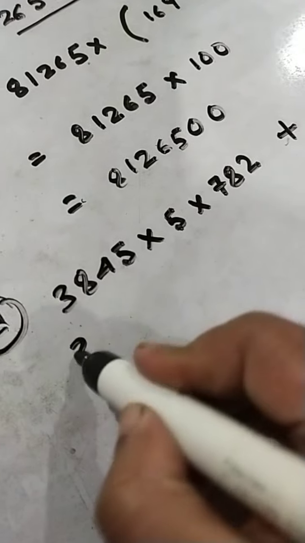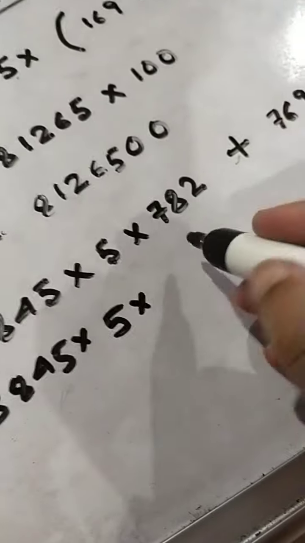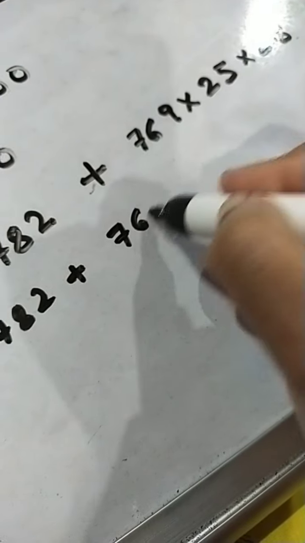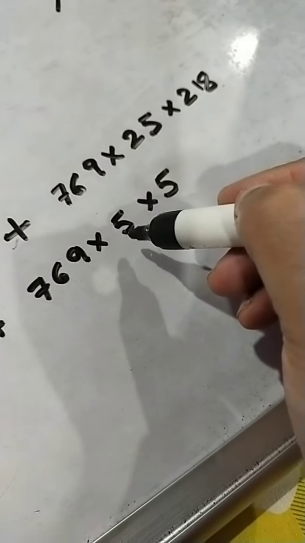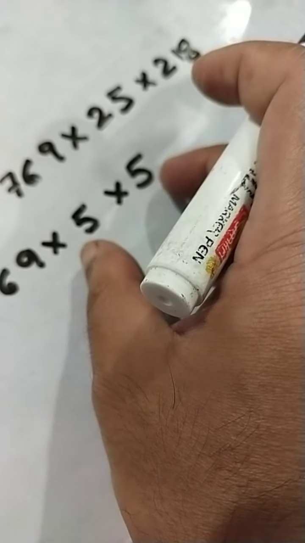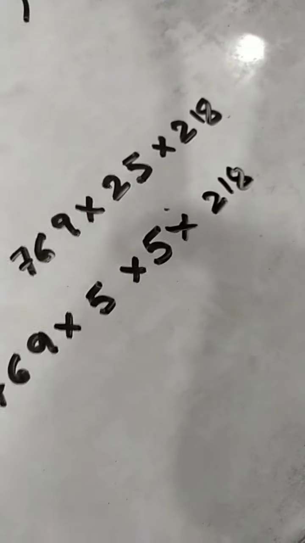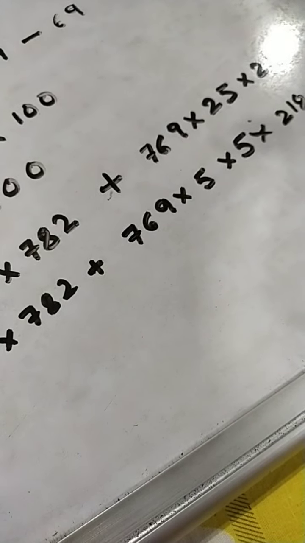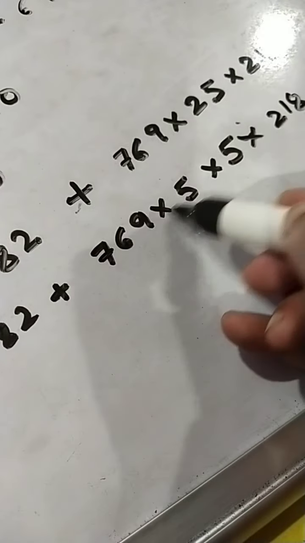What? See, here we have to apply some brain. So what can we do with this 25? We can write 25 as 5 into 5, isn't it? Can we write this 25 as 5 into 5? Because 5 fives are 25. We have just expanded this 25 in the form of the product of two 5s, isn't it? 5 into 5 into 218. Now what is the next thing that we'll do is, if you multiply this 769 into 5, you know what will happen? If you multiply 769 into 5, what will we get?